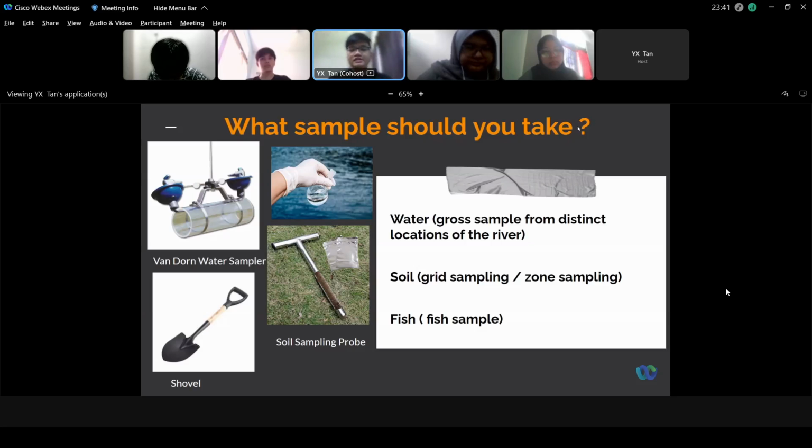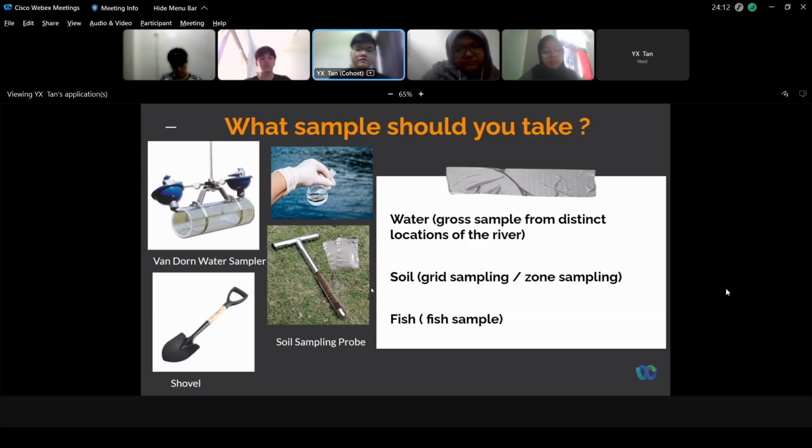The second sample that we're going to take is the soil sample. We can take it by using grid sampling or zone sampling. There are two apparatus that we can use to collect the soil sample. The first one is the shovel. The second one is the soil sampling probe. The soil sampling probe is an apparatus that is easy to use. We just take the probe, push it into the soil, then pull it out, and we get the soil sample.